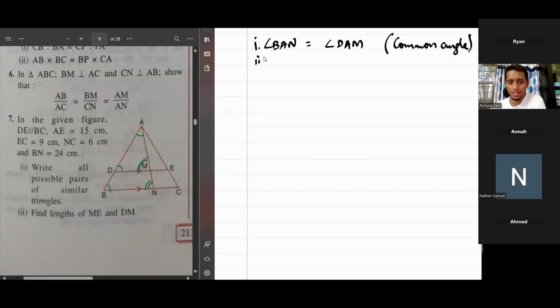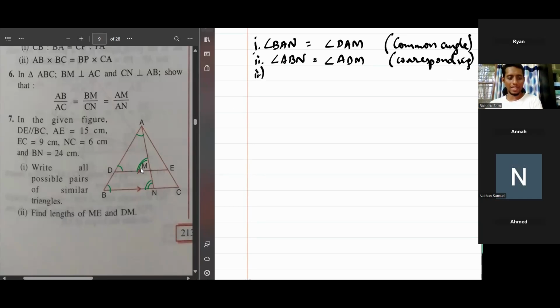Next, angle D. Write the full name again: angle ABN equals angle ADM. Write it the other way: if you're writing the big triangle first, then do the small triangle second. Since I wrote the big triangle first, here also I write the big triangle's angle first. So angle ABN for the big triangle is equal to angle ADM for the small triangle. Property is corresponding.